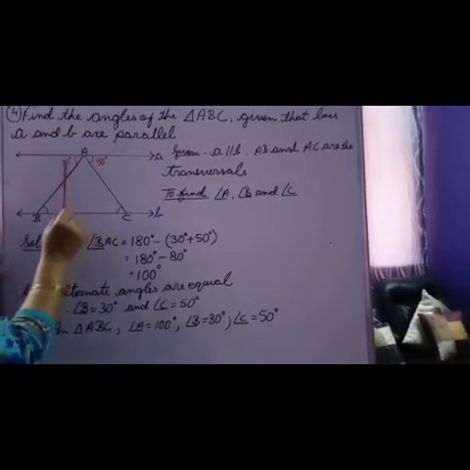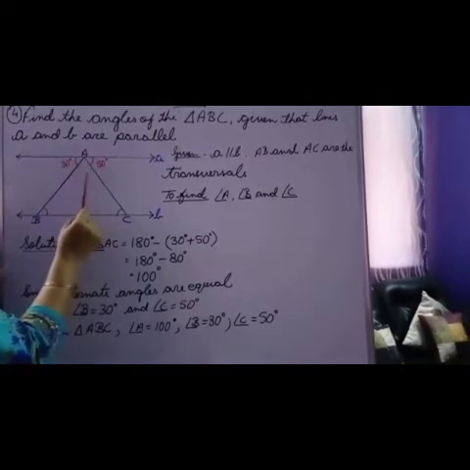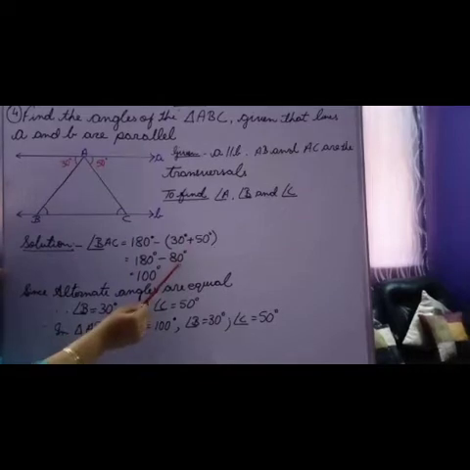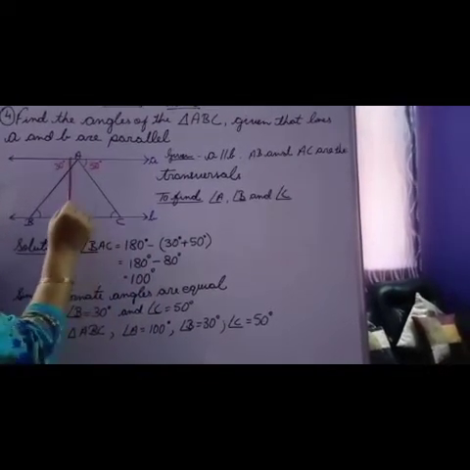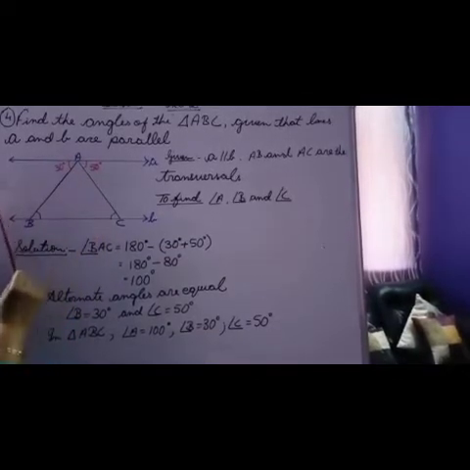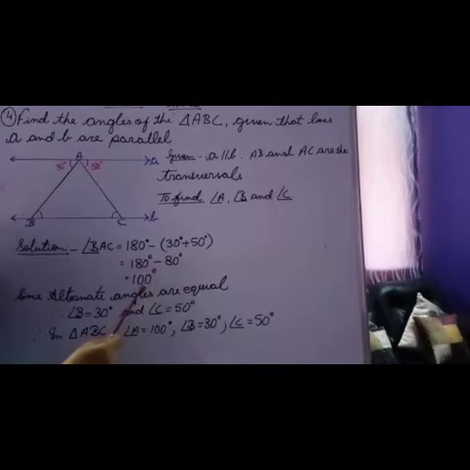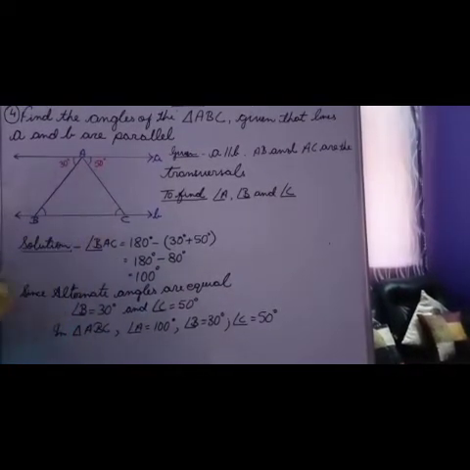So what did I do here? 30 degrees plus 50 degrees is equal to 80 degrees. This 80 degrees I will subtract from 180 degrees. Why 180 degrees? Because this whole angle is equal to 180 degrees. So 180 degrees minus 80 degrees is equal to 100 degrees. So this angle is equal to 100 degrees.